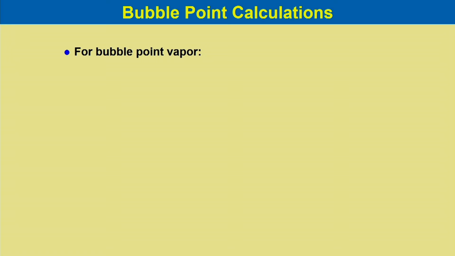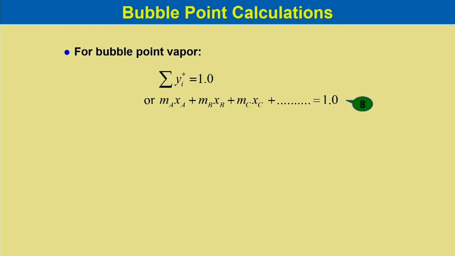Now, bubble point calculations. For bubble point calculations, we know that the summation over yi star, that is the summation over all the mole fractions in the vapor phase, would be equal to 1. So, we can write ma into xa plus mb into xb plus mc into xc plus so on up to the nth component would be equal to 1. So, this is equation 8.